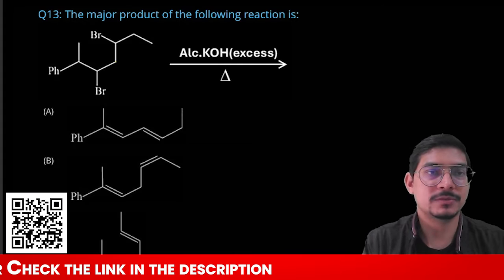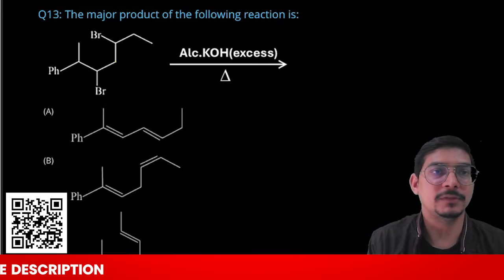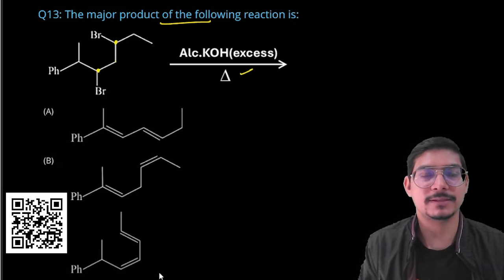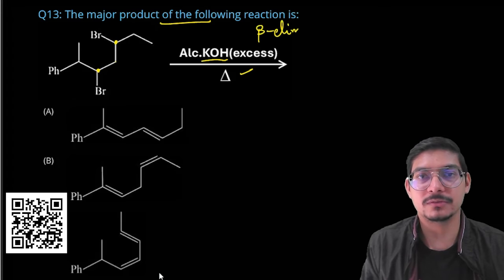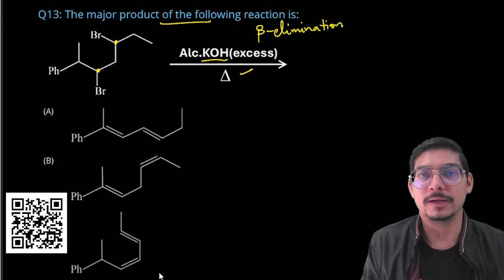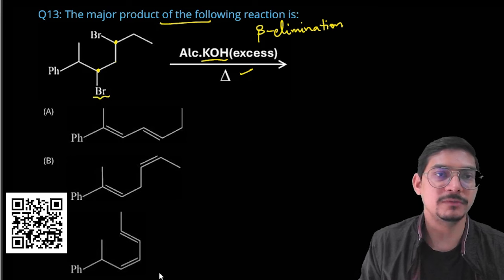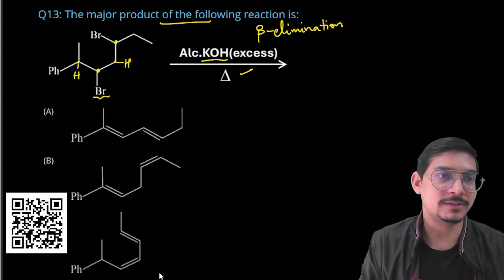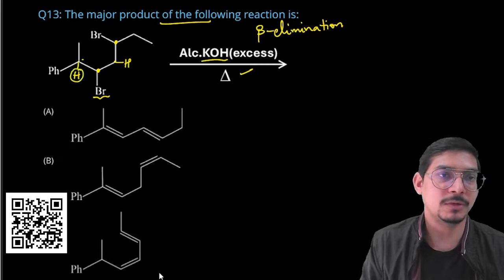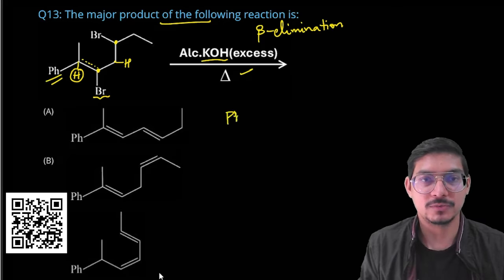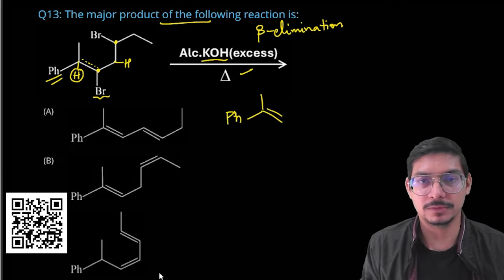Hi everyone. In this question, we have to tell the major product of the following reaction. The molecule given is a haloalkane, and we are heating this molecule with excess of alcoholic KOH, which is a strong base. The reaction is dehydrohalogenation, which is a type of beta elimination. And in this elimination reaction, the most stable alkene is formed as a major product. So if we remove this bromine, we have to remove one beta hydrogen, which could be removed from this position or this position. But we can see here that removal of this hydrogen would give a double bond at this position, which would be in conjugation with the benzene ring and hence more stable. So one double bond we are going to have on this position.